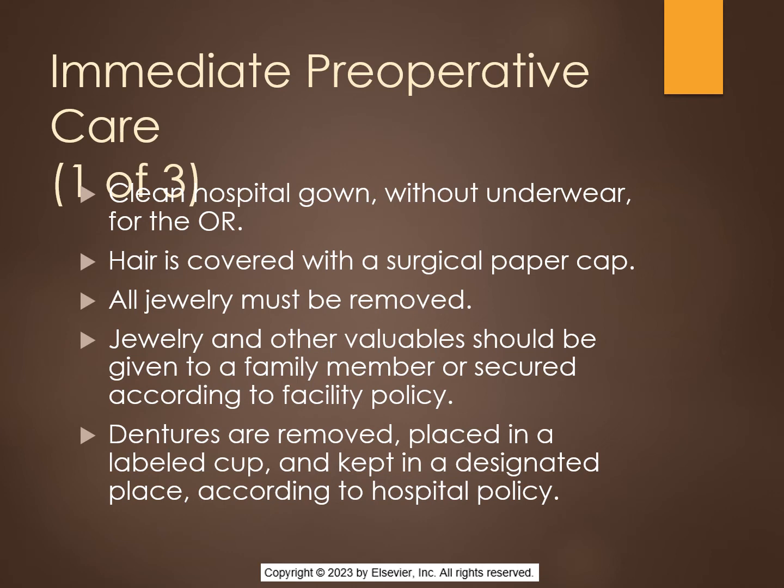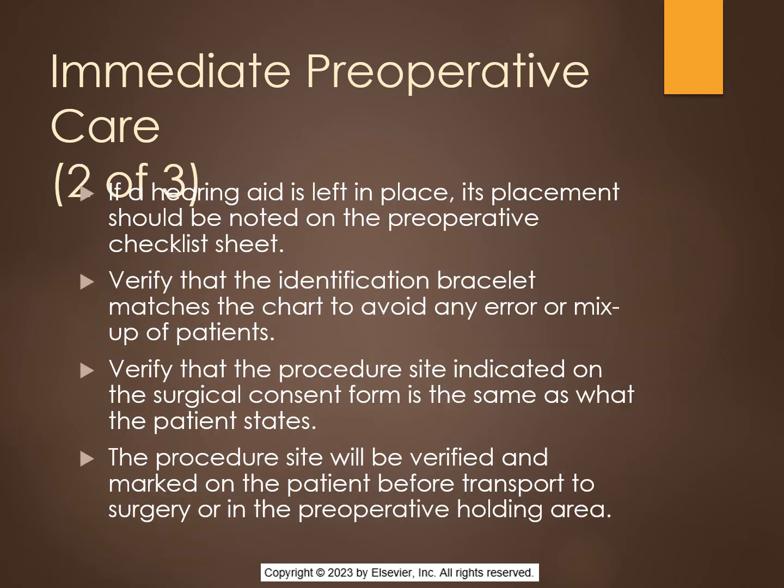Dentures are removed, should be placed in a labeled cup and kept in a designated place according to your hospital policy. If a hearing aid is left in place, a very visible note needs to be placed on the front of the chart, and placement of the hearing aid should be noted on the preoperative checklist sheet.